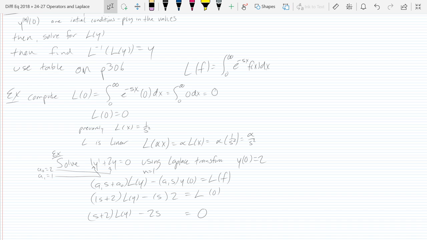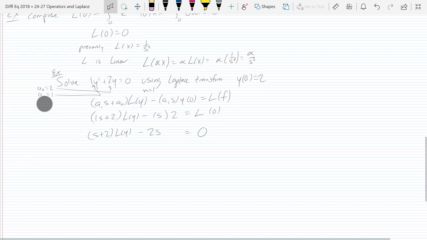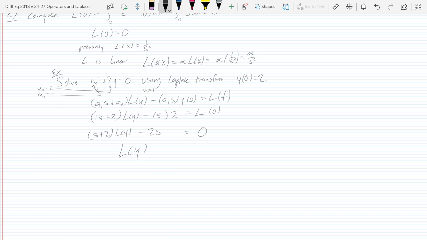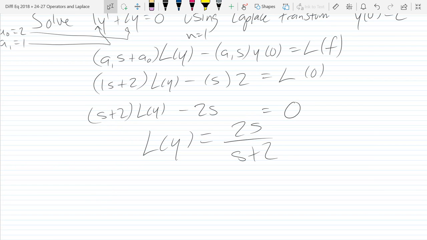So we plugged in initial conditions, all the values that we could. I'm reading at the very top of the board. Step 2, solve for L of y. Algebraically easy to do. Just subtract or add 2s to the other side and then divide by s plus 2. So we get 2s over s plus 2. So that was easy algebra. All right, what's the last step that's not on the board anymore?